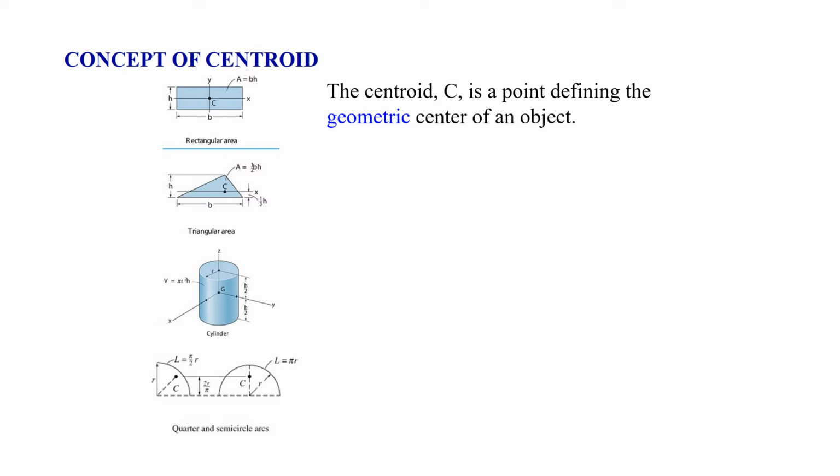It's simple. The centroid C is a point defining the geometric center of an object. So that centroid C is shown for a rectangle, a triangle, a cylinder, and a quarter and half circle in the images shown here.